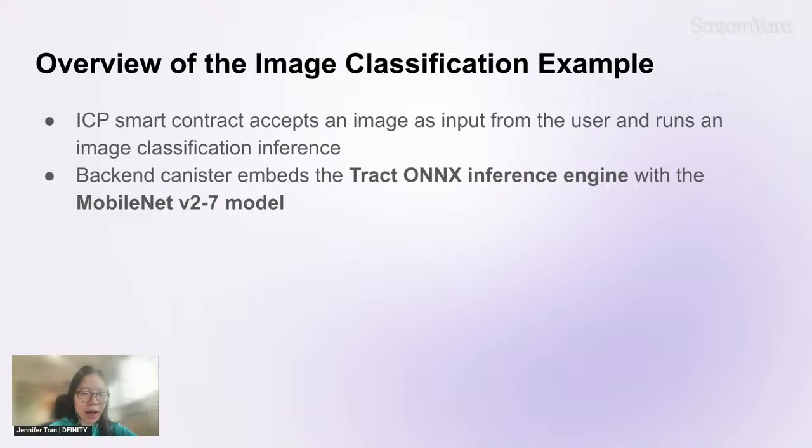So with that, I'm going to show you guys an example of image classification. It uses an ICP canister smart contract that accepts an image as input from a user and then runs an image classification inference. It uses a backend canister that embeds a tract ONNX inference engine with a MobileNet version 2.7 model.